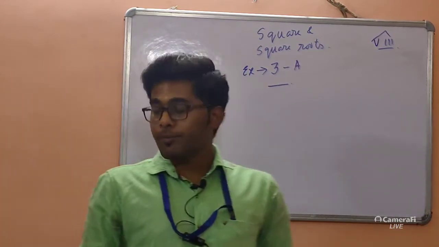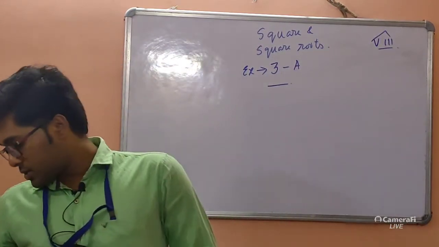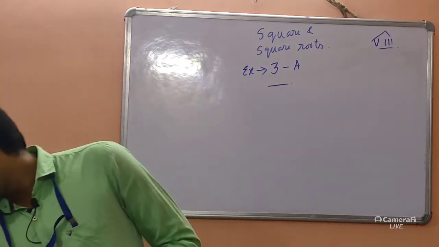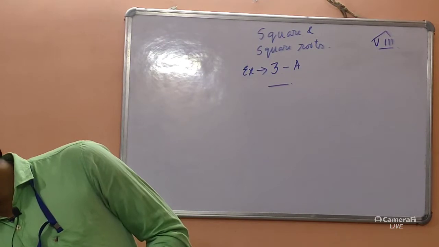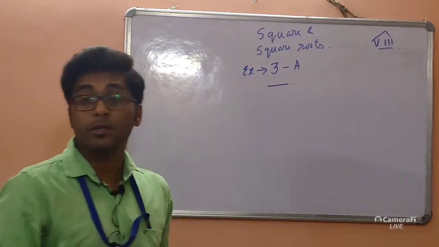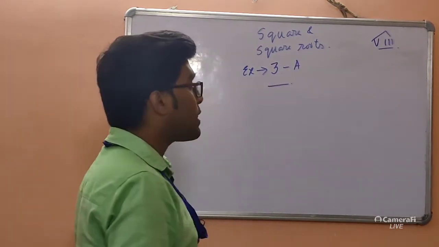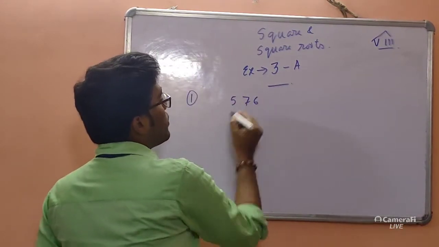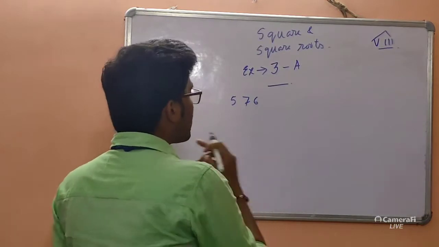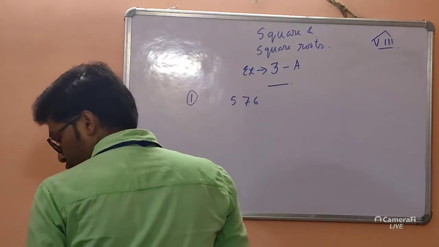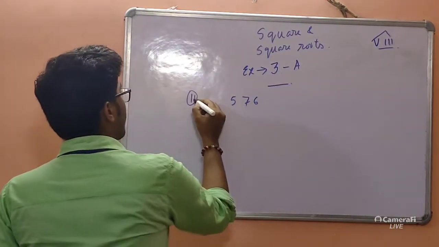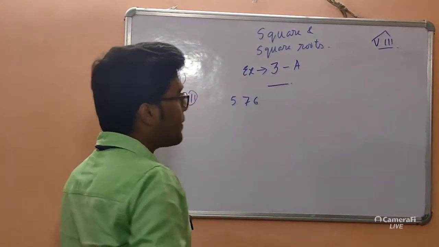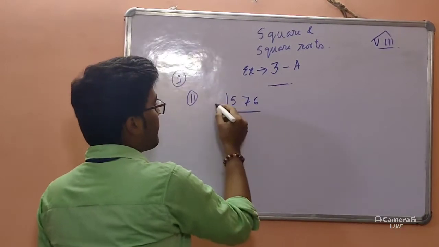What was question number 1? Question number 1 was: using the prime factorization method, which of the following numbers are perfect squares? So we have done question number 1. Let us do question number 2. 576. As I have discussed at first, we are going to factorize them, right? Let us factorize it.